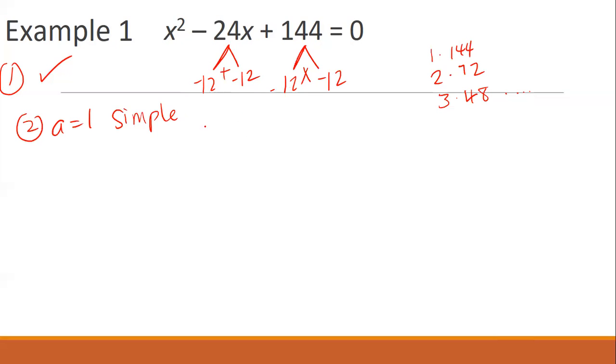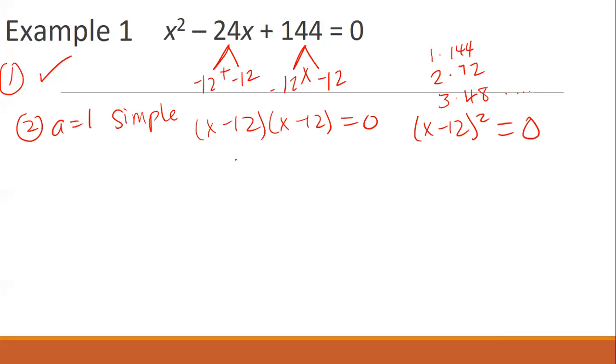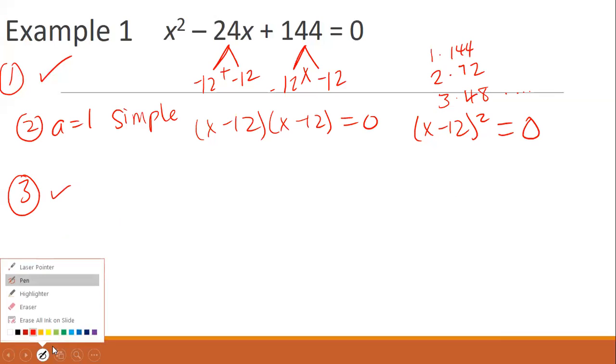Okay, so therefore our factor is x minus 12 times x minus 12 equals 0. Can I simplify this factor? I can write it as x minus 12 squared, right? Yes. So that's factoring. Questions about the factor? All right, then step 3 is you take your factor and you set it equal to 0, which is what I already did. Done.